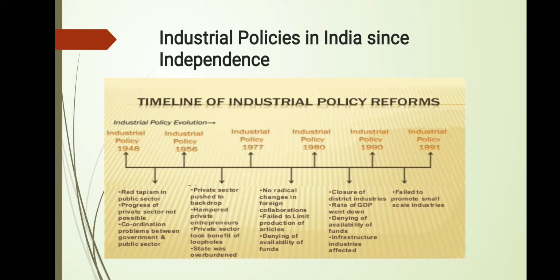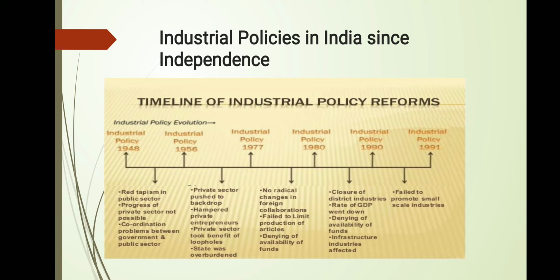The 1956 policy emphasized the need to expand the public sector, to build up a large and growing cooperative sector, and to encourage the separation of ownership and management in private industries, and also to prevent the rise of private monopolies.